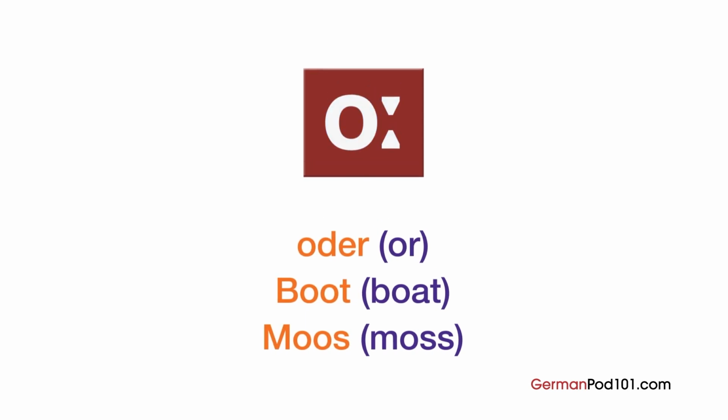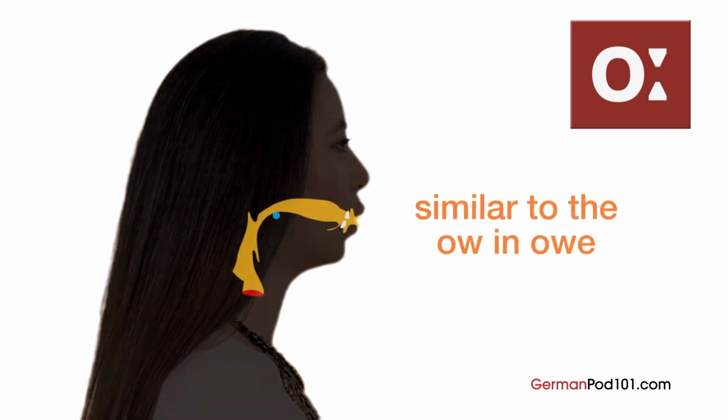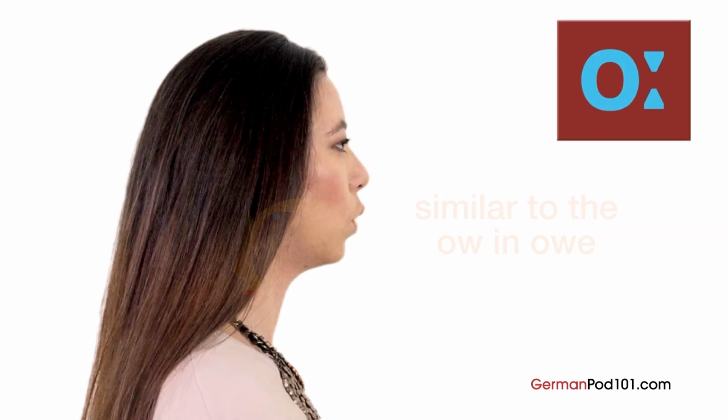The next vowel is O, as in oder, Boot, Moos. This is very similar to the previous sound, except your tongue is positioned a little bit higher. It's quite similar to the O sound in the word O, though be careful not to carry over the W sound too much. Listen to Elisa.